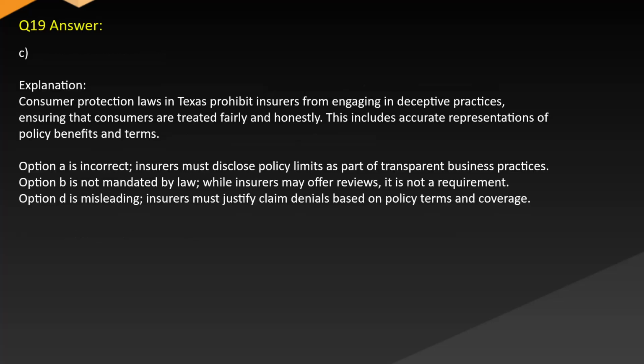Answer: C. Explanation. Consumer protection laws in Texas prohibit insurers from engaging in deceptive practices, ensuring that consumers are treated fairly and honestly. This includes accurate representations of policy benefits and terms. Option A is incorrect. Insurers must disclose policy limits as part of transparent business practices. Option B is not mandated by law. While insurers may offer reviews, it is not a requirement. Option D is misleading. Insurers must justify claim denials based on policy terms and coverage.